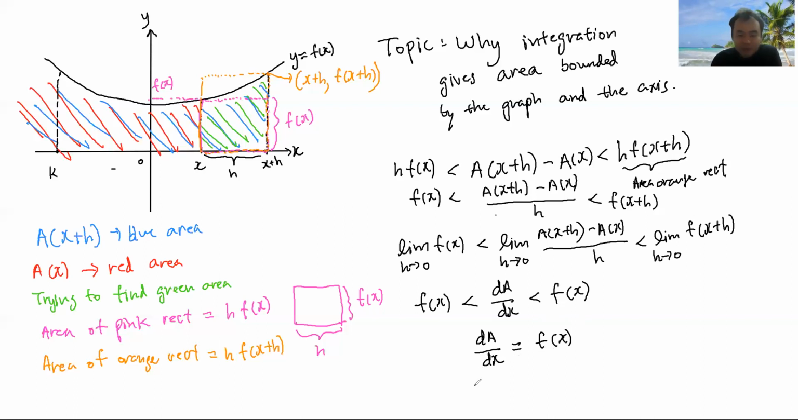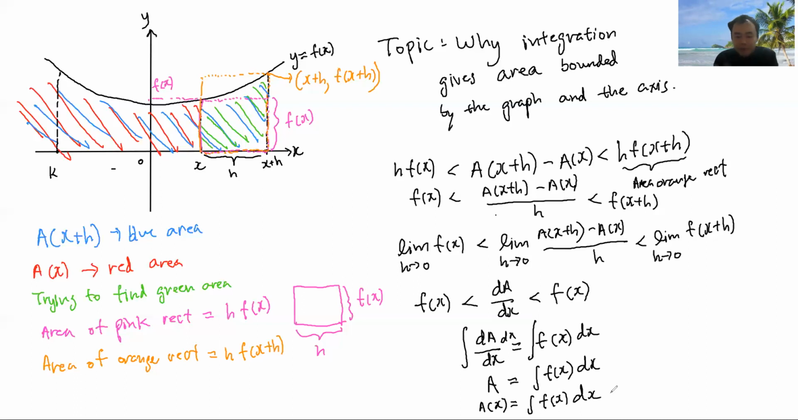That is important because now if I integrate both sides with respect to x, I actually get A equals the integral of f of x. So the area is the integral of f of x. Our area is a function in terms of x, so I might as well write it as A of x equals the integral of f of x dx. So we have established our proof.